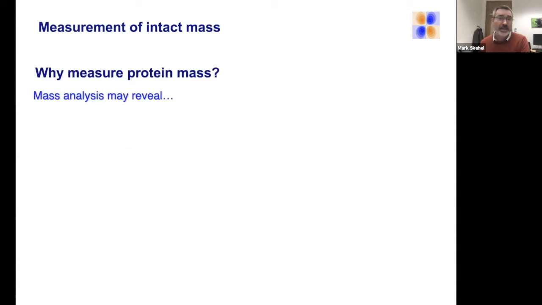Okay, so why measure protein mass? Well, we'll start by looking at intact mass. It's important really.